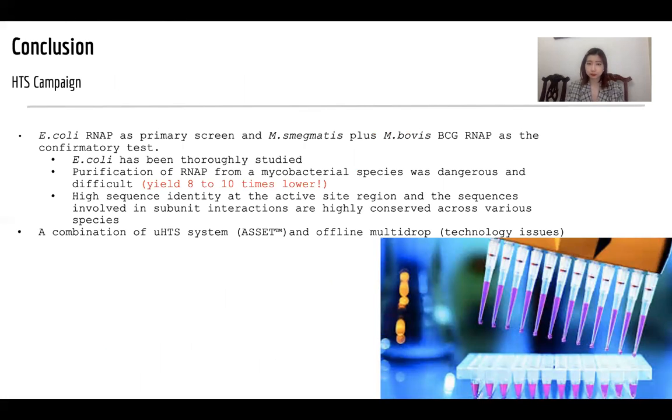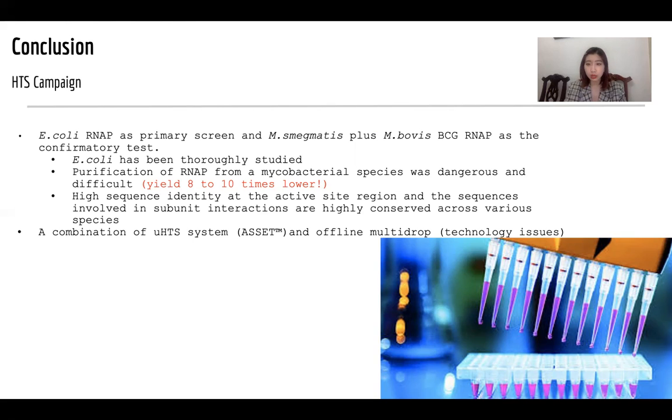For the conclusion of our HTS campaign, we use E. coli RNAP as a primary screen and M. smegmatis plus M. bovis BCG RNAP as a confirmatory assay. We use a fluorescence assay because it is one part, one step. There's no radioactive assay, which involves multiple steps. And E. coli has been thoroughly studied. It is homologous and high yielding. So that's why we use E. coli first, and then we use non-human pathogens next.